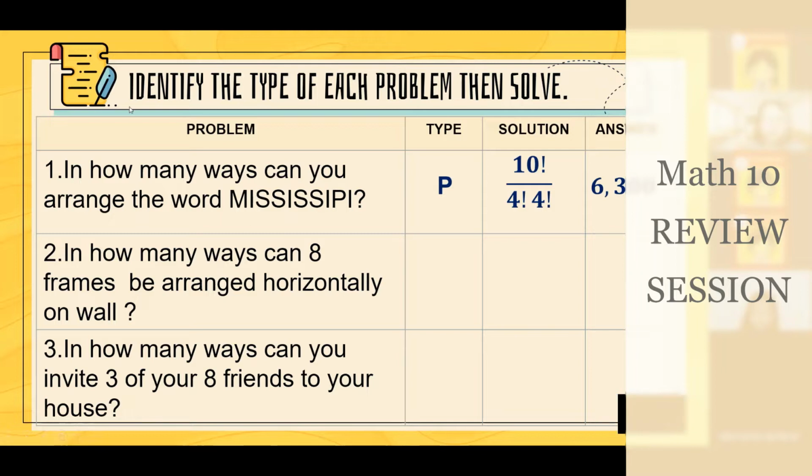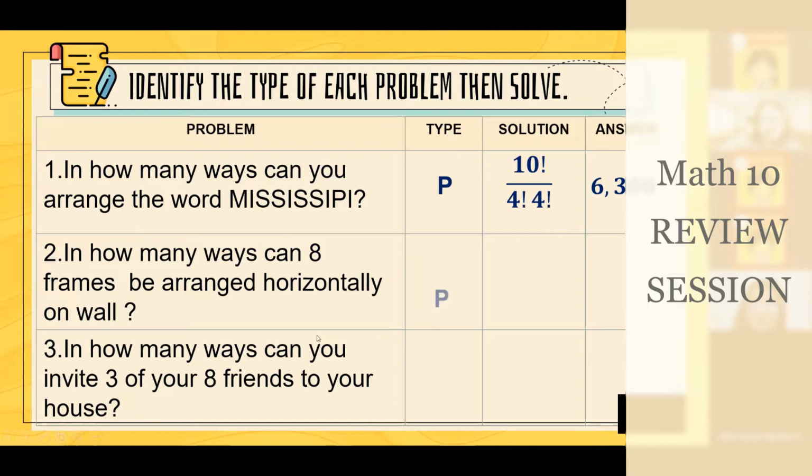Okay, time is up for number 2. In how many ways can 8 frames be arranged horizontally on a wall? Horizontal means one line. It's not circular, so it's just one line. What type of permutation, Diana? Okay, so it's permutation.